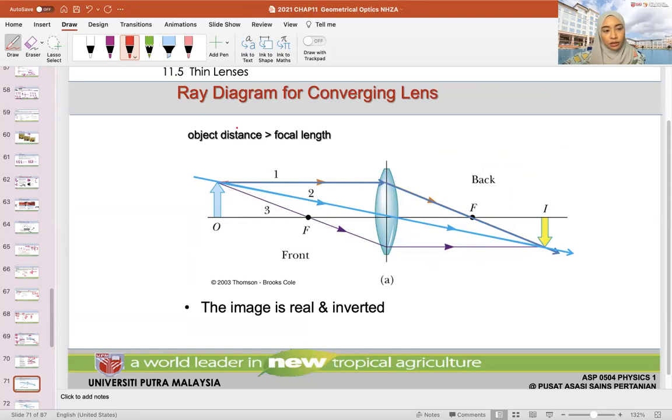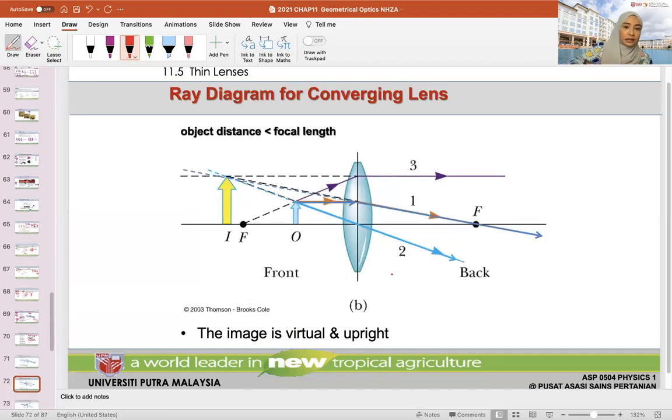Of course, if we have different distances from the lens, we would have different properties for a converging lens. Same as the mirror, we had different distances, and we found out we had upright, sometimes inverted, sometimes magnified. Same here. If the object distance is greater than the focal point, the image is real and inverted. You can draw your ray diagram yourself, or refer to the table. If your object distance is less than the focal point, your image is virtual and upright.